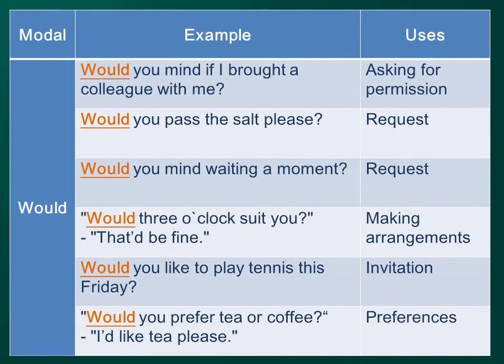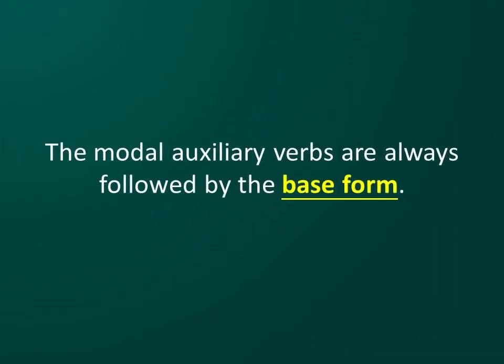Would. Examples: Would you mind if I brought a colleague with me? Would you pass the salt please? Would you mind waiting a moment? Would 3 o'clock suit you? That would be fine. Would you like to play tennis this Friday? Would you prefer tea or coffee? I'd like tea please. The modal auxiliary verbs are always followed by the base form.